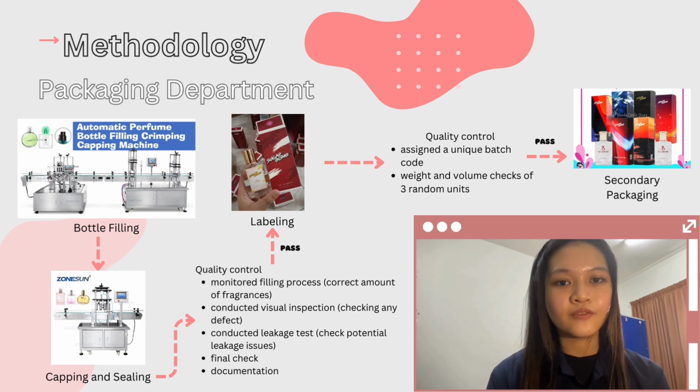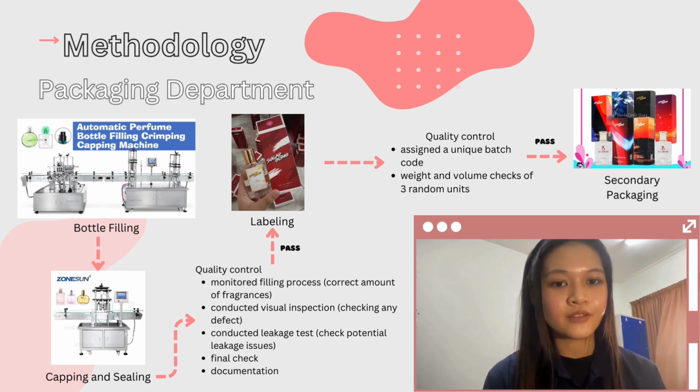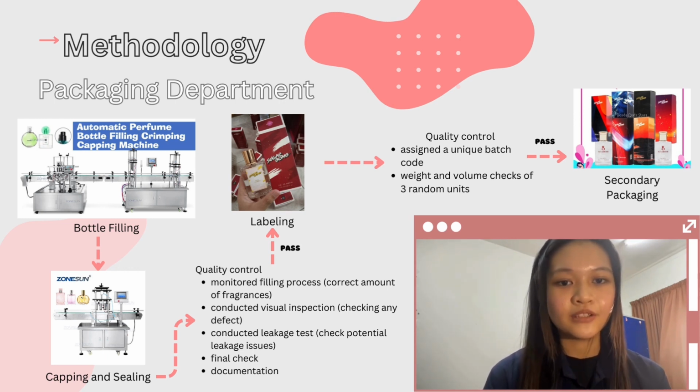Each batch of filled and capped perfume is assigned a unique batch code. This coding system facilitates traceability throughout the supply chain. It allows manufacturers to track and trace products in case of recalls or quality issues and ensures transparency in the production process. Three random samples are selected from the filled and capped bottles for weight and volume checks.